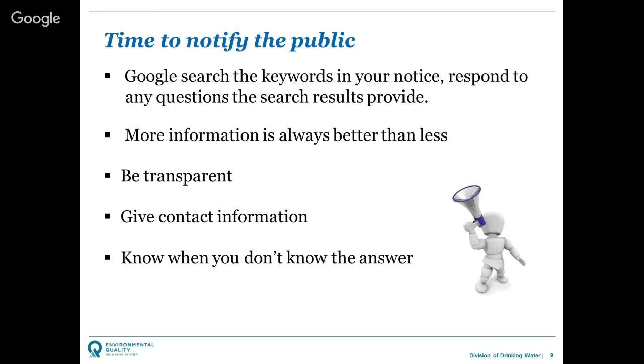So the more information you can give about the situation, dates, times, when to expect an update, is always important. You want to say, we will update you in 6 hours. That way the public knows that you're working on it and you'll be back with them within that time frame. Or if it needs to be overnight, if samples are going to take 24 hours, tell the public this is going to take a while, 24 hours exactly. So be transparent, give as much information as you can, give the contact information, and definitely know when you don't know the answer.